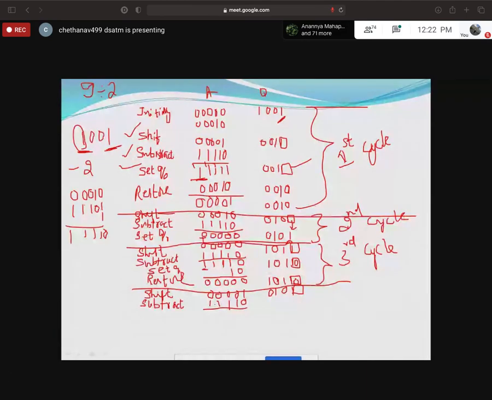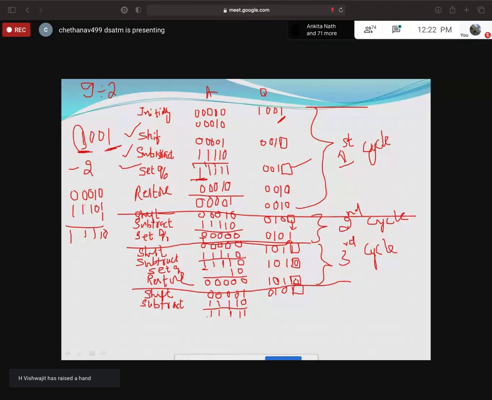Okay. Yeah, now you are able to see. Now subtract 1, 1, 1, 0. I'll subtract it. So 1, 1, 1, 1, 1. Okay. All bits are 1. Just see to it. All bits are 1, 1, 1.